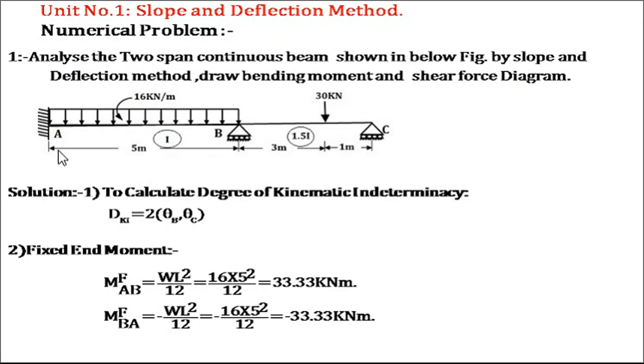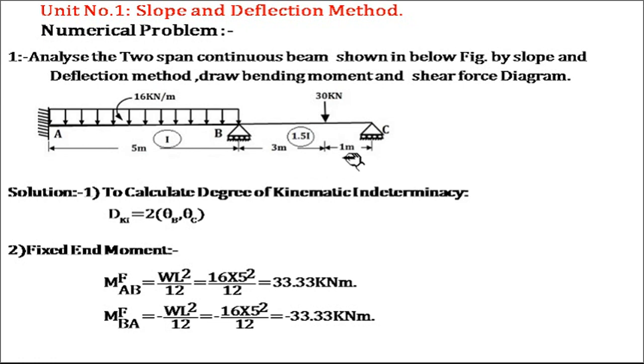This is the given continuous beam ABC. Member AB is subjected to a uniformly distributed load and member BC is subjected to a point load of 30 kN acting away from the center. The moment of inertia for member AB is I and for member BC it is 1.5 I. The length of member AB is 5 meter and length of member BC is 4 meter.